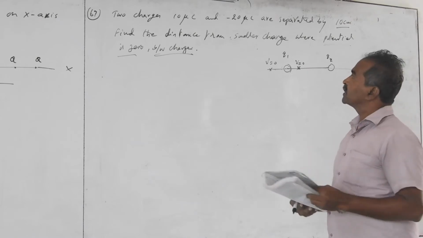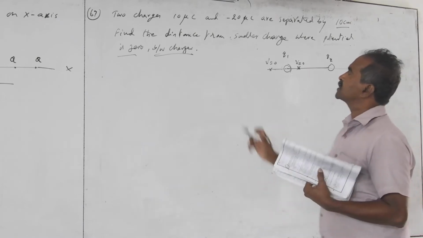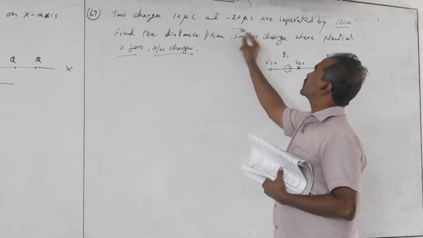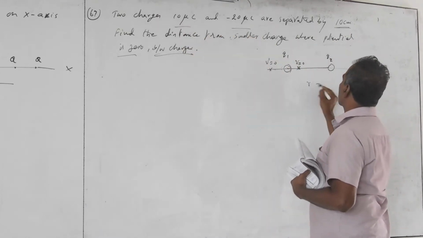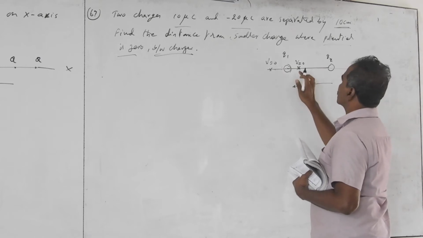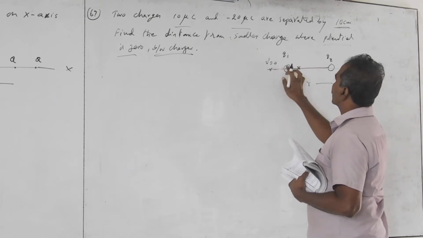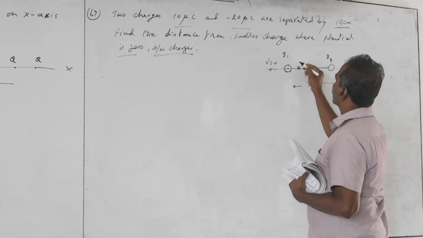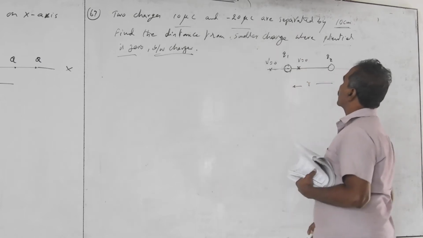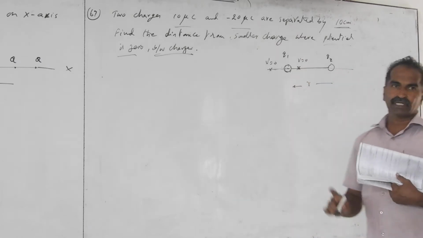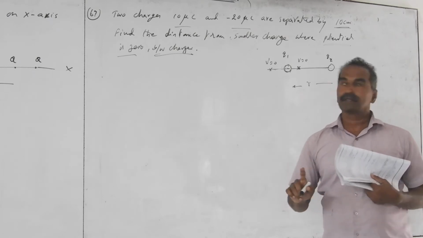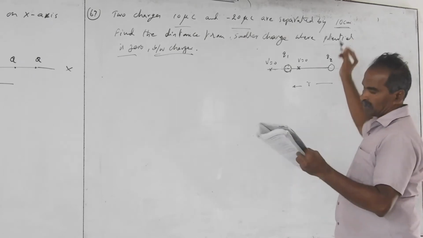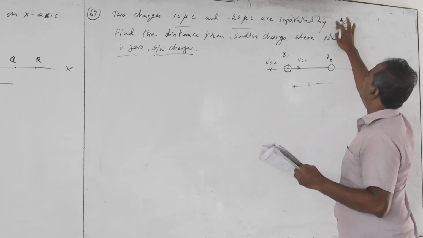Next question, 67. Two charges, 10 microcoulombs and minus 20 microcoulombs, are separated by 10 centimeters. So r is equal to 10 centimeters. This is the separation between the two charges. One is a positive charge, another one is a negative charge. If you take like charges, both positive or both negative, the separation is 20 centimeters.